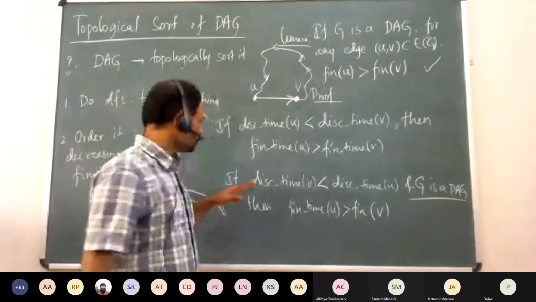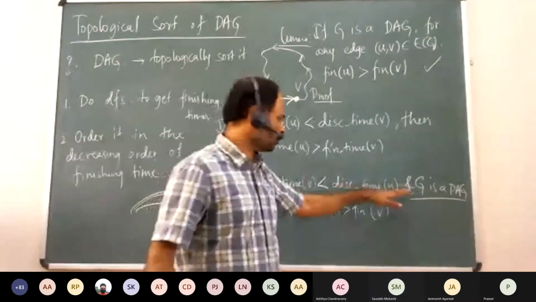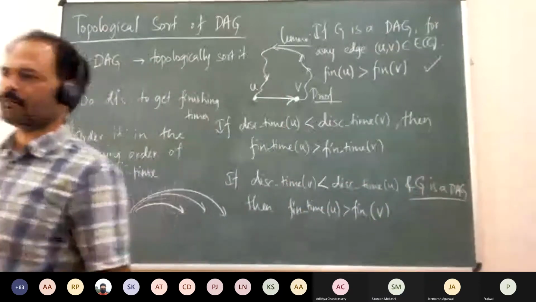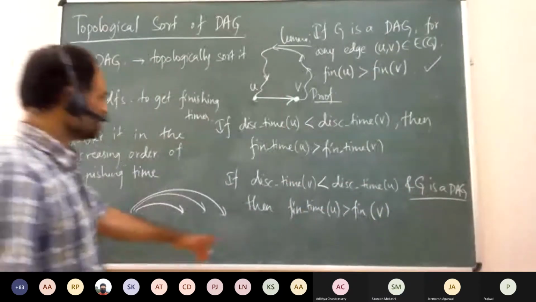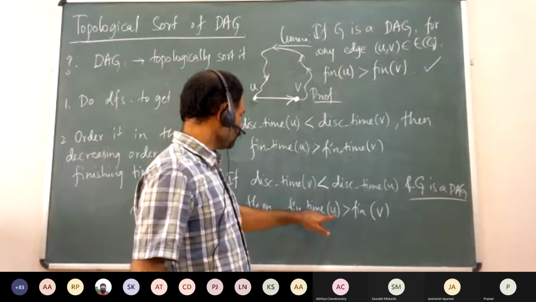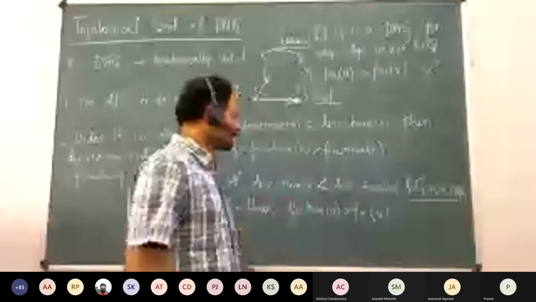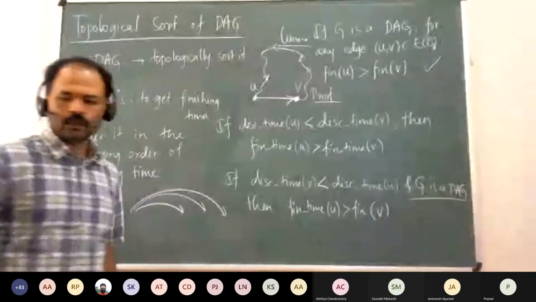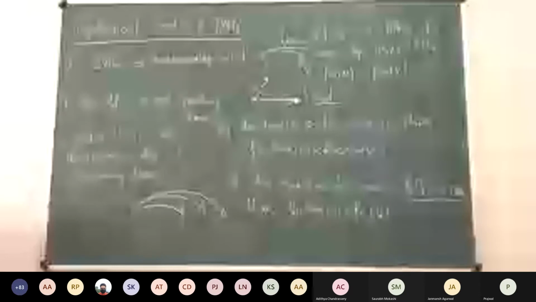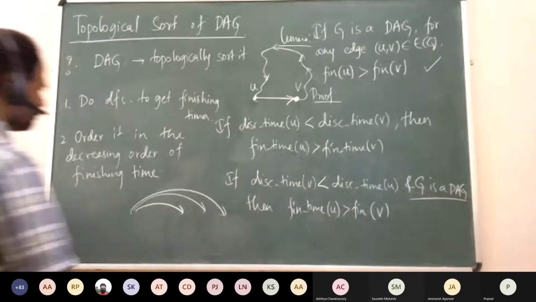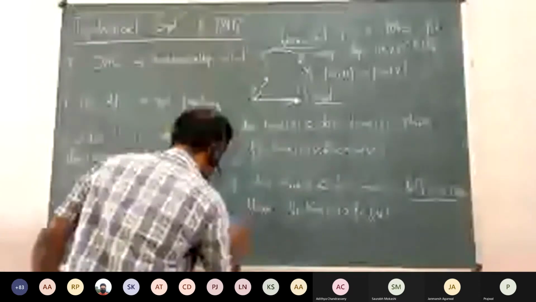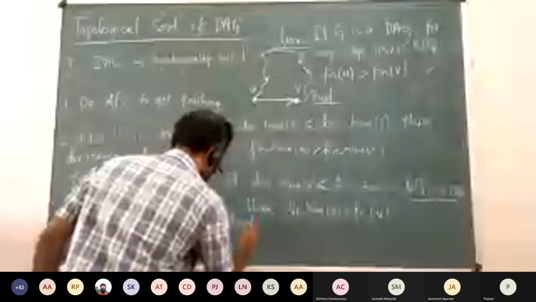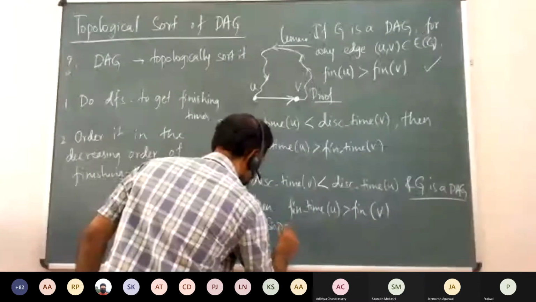Okay. So V was discovered before U and the given graph is a DAG. Now we are claiming that finishing time of U is still greater than finishing time of V. Now how do you prove it? You can simply prove it by contradiction. Suppose not. The proof of the second part: by contradiction, suppose not.